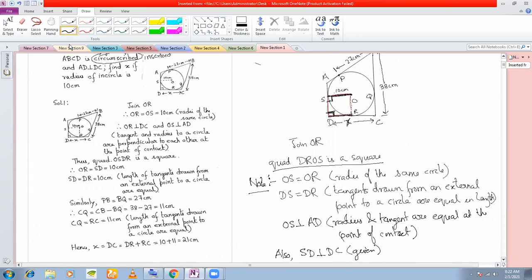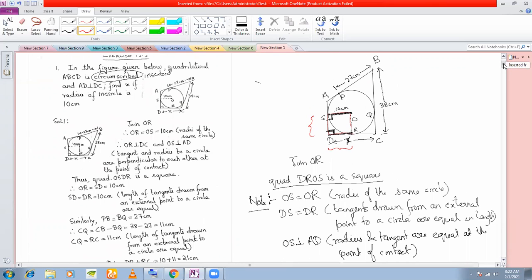Okay. Now how will you find? First see that, as I told you, SD and DR, these two lengths are equal. Also, what you see in the diagram is that P is the point of contact. So this is a tangent. PB is the length of the tangent, and this length BQ, they are equal. So this must also be 27 centimeters. So what is the length left here? How much is this length? This entire length is 38. So this length must be 38 minus 27.